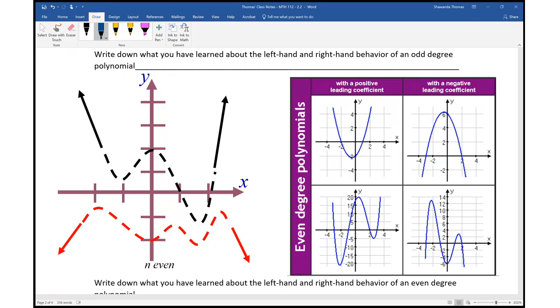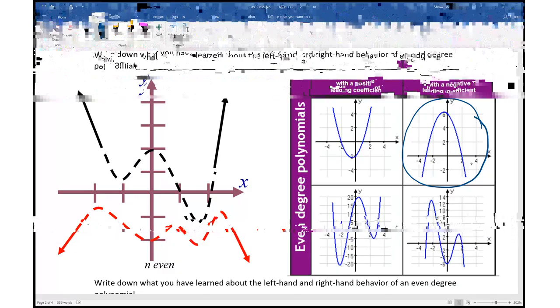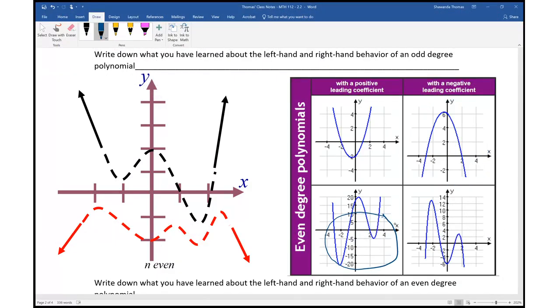If it's a positive leading coefficient, both left and right hand go up or rise. But if you have an even degree polynomial and the leading coefficient is negative, both ends are falling. So again, this is also indicating that this is an even degree because both ends are going up, but we don't know what's going on the inside, but we know that this is an even degree.